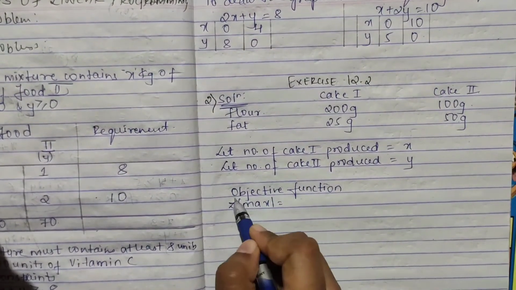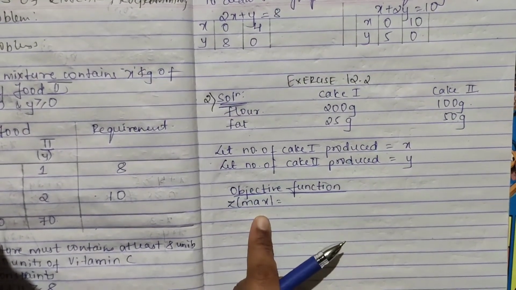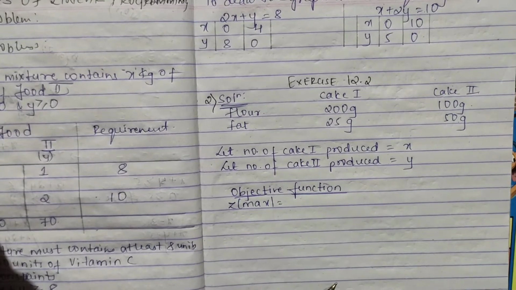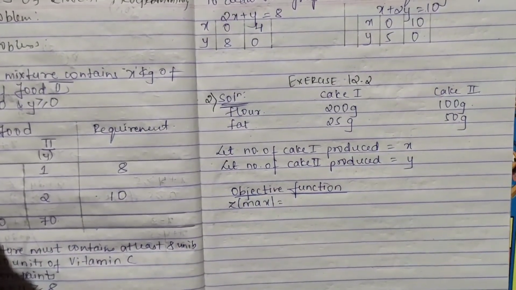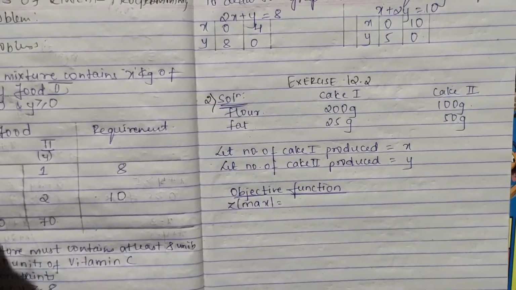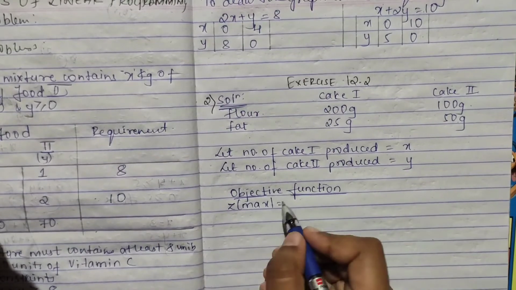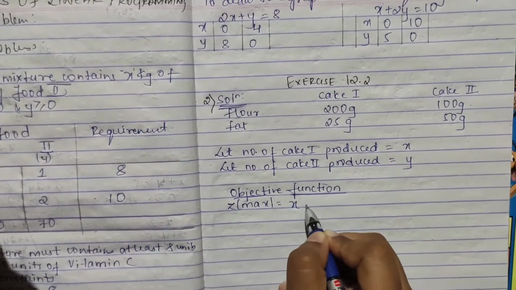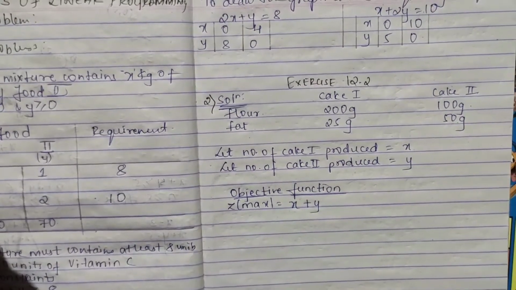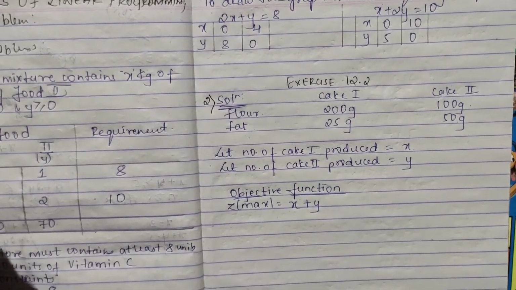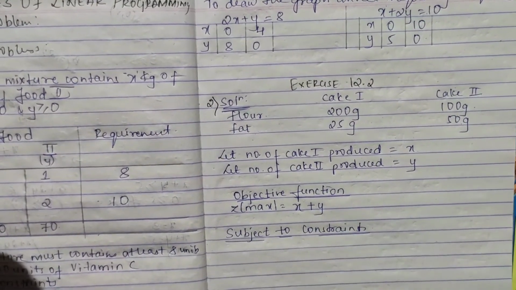Now the objective function: what they are asking is maximum. So Z maximum, and what will be the objective function? They are telling to find the maximum number of cakes, right, number of cakes. So your number of cakes, what we have taken, x and y, right? So your objective function becomes Z max is equal to x plus y. Understood? Okay. Now next we'll find your subject to constraints. Now next is your subject to constraints. Okay.